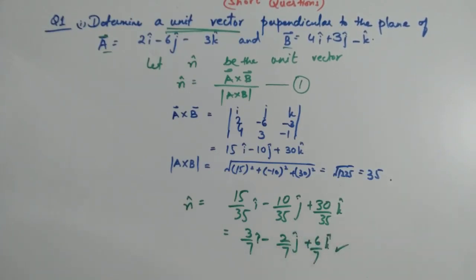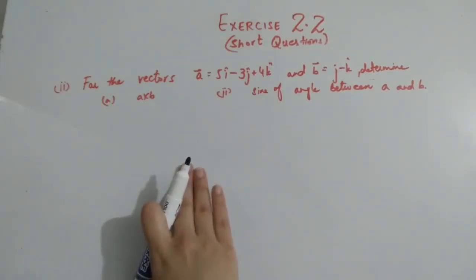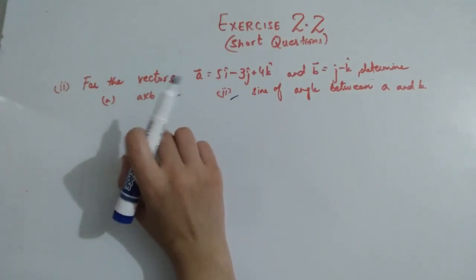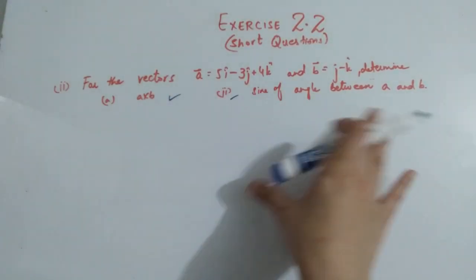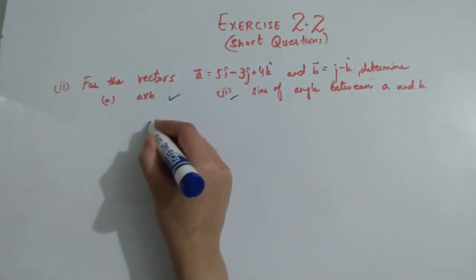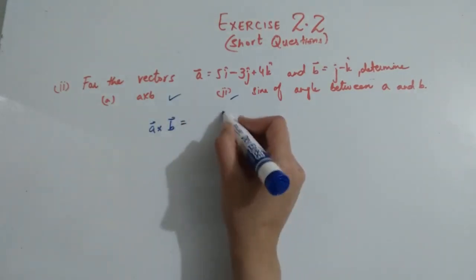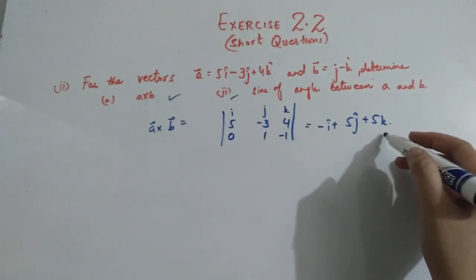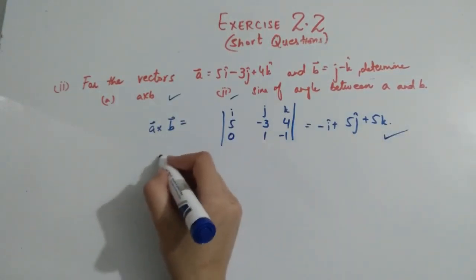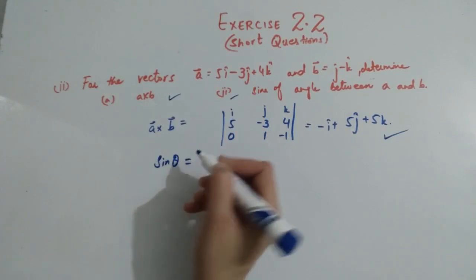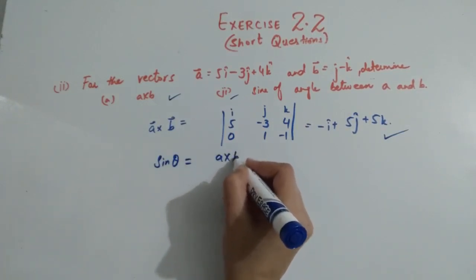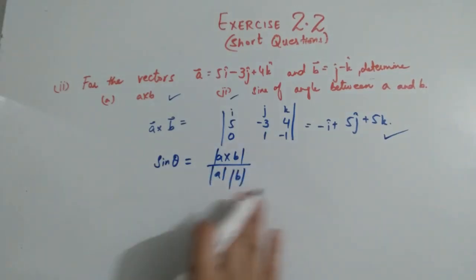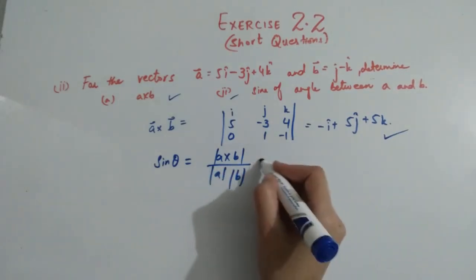This is the answer. There are two parts in part number 2, a and b. First you have to find a cross b, and secondly you have to find the sine of the angle between a and b. So you find a cross b using the determinant. After expanding it you will get minus i plus 5j plus 5k. Now the sine of the angle between them is sine theta equals the magnitude of a cross b over the magnitude of a times the magnitude of b. This is the formula for the sine of the angle between two vectors.